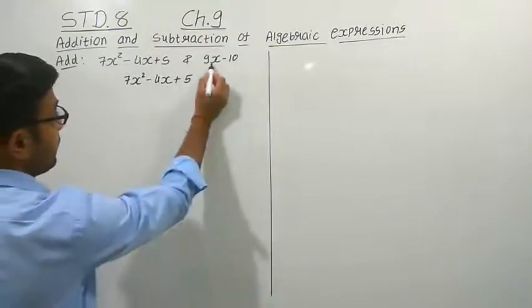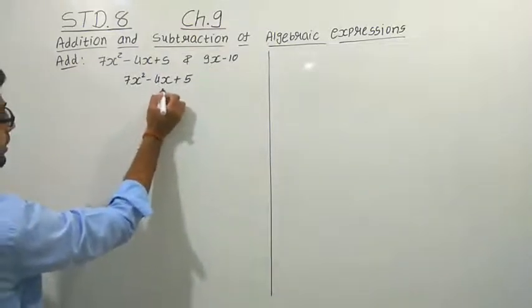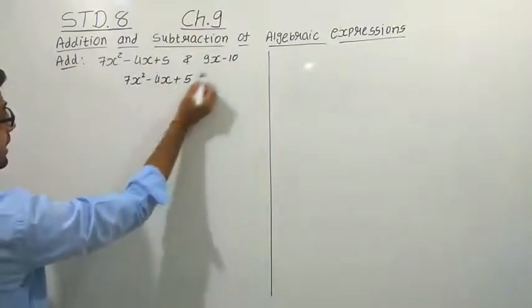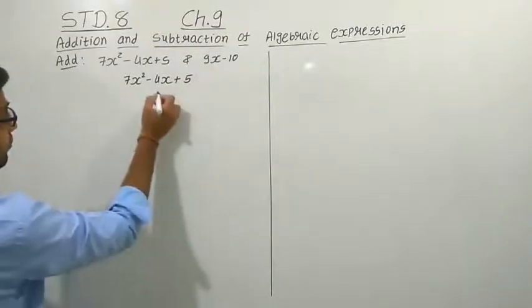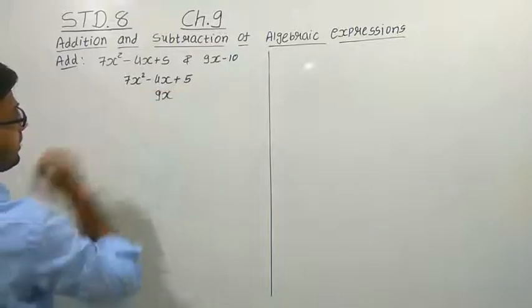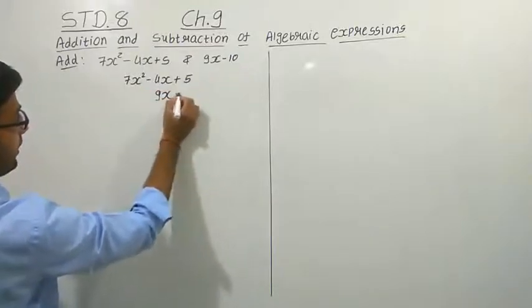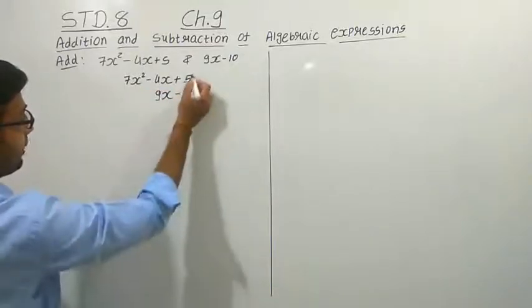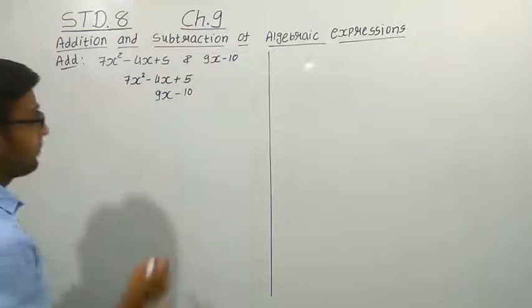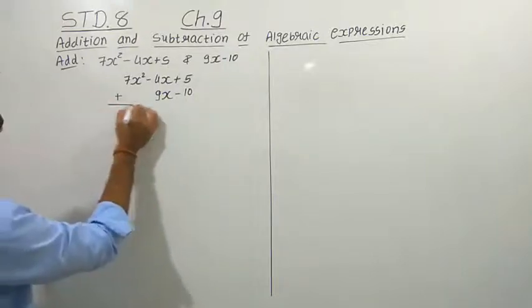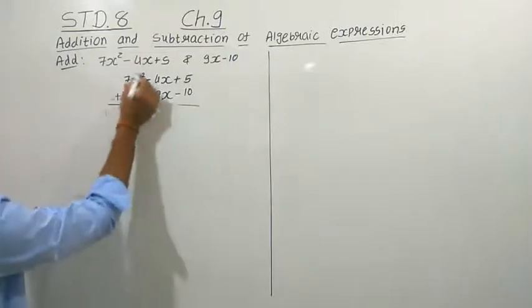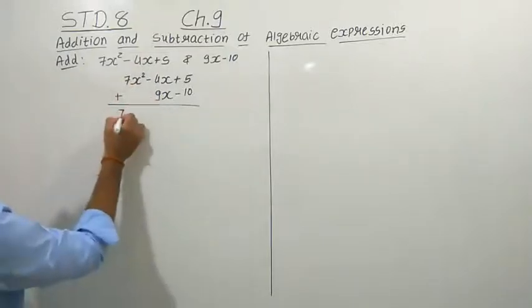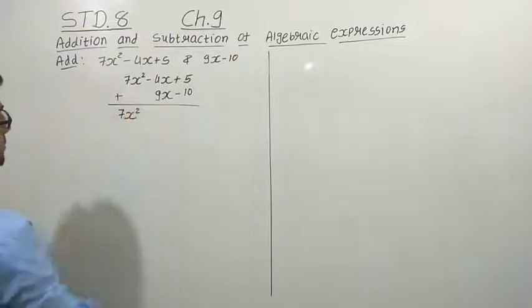So 9x we have to write under the term which is a like term with 9x. So 9x and 4x are like terms. So we have to write 9x here. In the same way, minus 10 and 5 are like terms. So we have to write 5 and 10 in this way. Now we can add both these expressions. So here there is no term which is a like term with 7x square. So 7x square we have to write as it is.